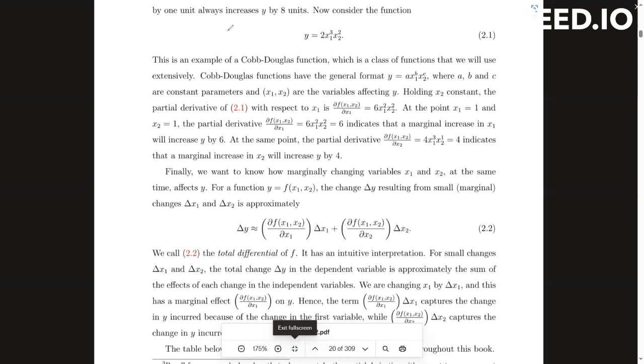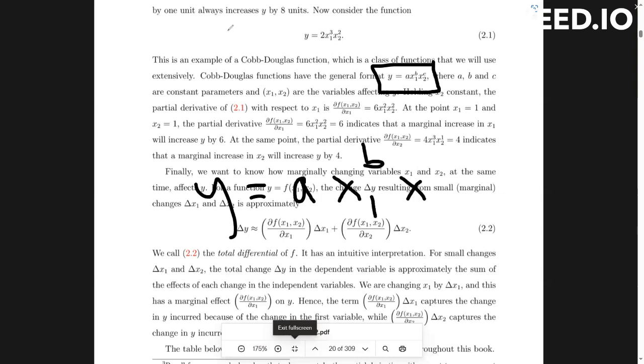This is an example of a Cobb-Douglas function, which is a class of function that we will use extensively. Cobb-Douglas functions have the general form. We do want to learn what the Cobb-Douglas function is. It's always like that, where all the letters are constants. So it's a number, x1 to the power of a number, x2 to the power of a number. That is the basic form of the Cobb-Douglas function, where a, b, and c are constant parameters and x1 and x2 are the variables affecting y.